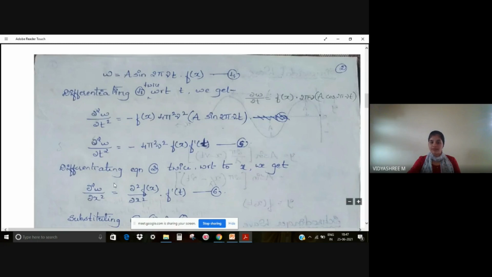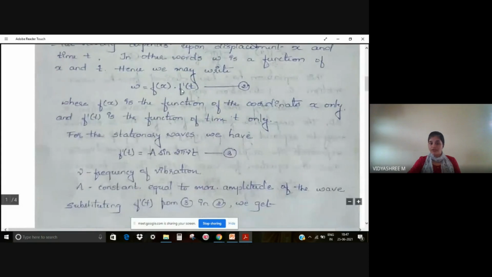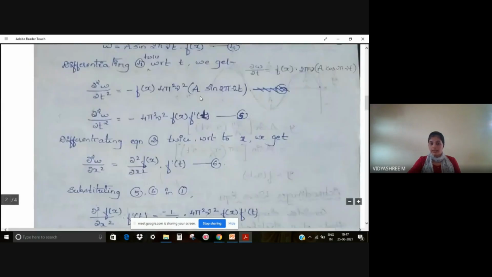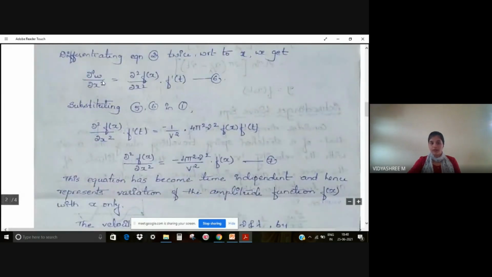Next, the task for us is to differentiate equation 2 twice with respect to x. We will keep f dash of t as constant. To do the differentiation once, delta omega divided by delta x is equal to delta f of x divided by delta x into f dash of t. Upon double differentiation, we will get delta square omega divided by delta x square, which is equal to delta square f of x divided by delta x square into f dash of t. This gives us equation 6.